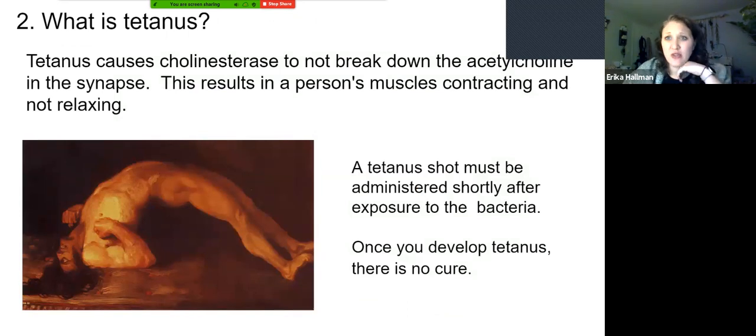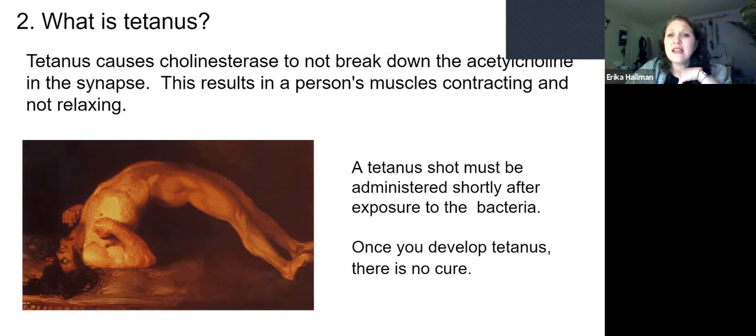All right, the second condition we'll talk about is tetanus. And tetanus is no joke, guys. Thankfully, we have this thing called a tetanus shot that we can administer if you do have some sort of skin breakage where you step on a nail or you're outside in the dirt a lot. You can get a tetanus shot to protect yourself.